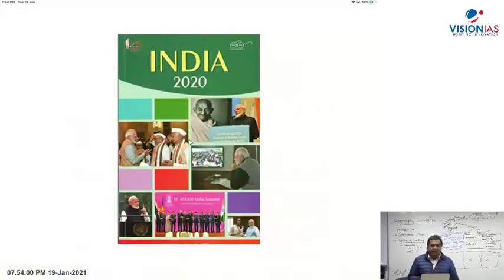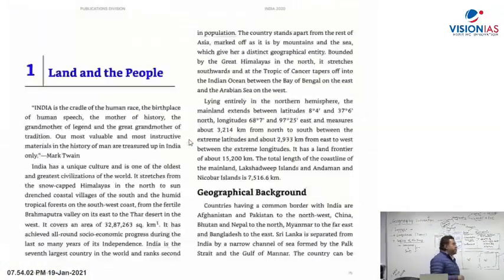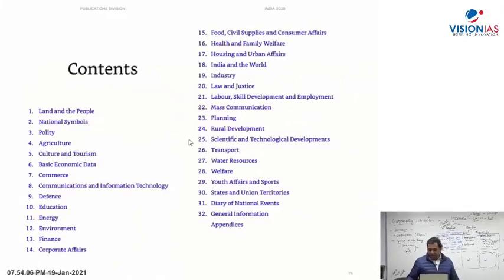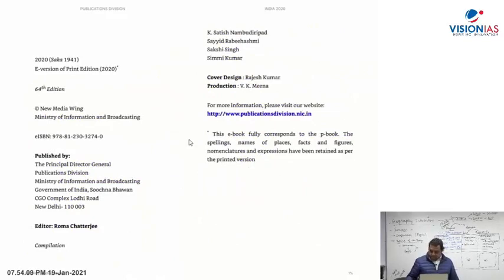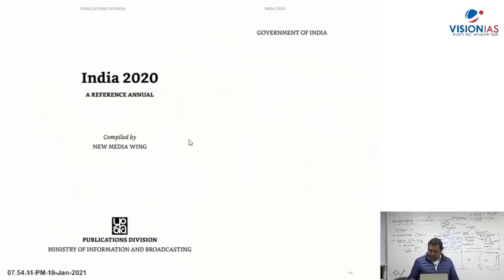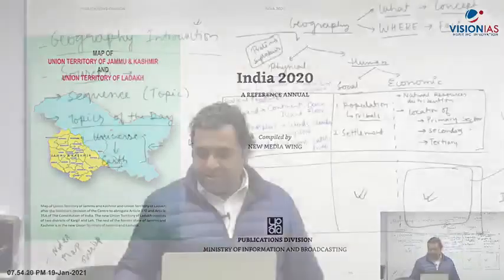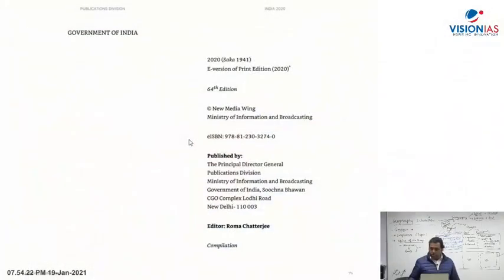See this. This is India 2020, published by the Government of India. Keep that in mind. Something like this, the India Yearbook, published by the Government of India. You can see at the bottom, Ministry of Information and Broadcasting. They have published this, and this book also I want you to have and read.